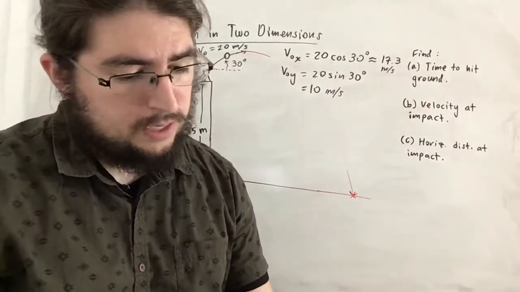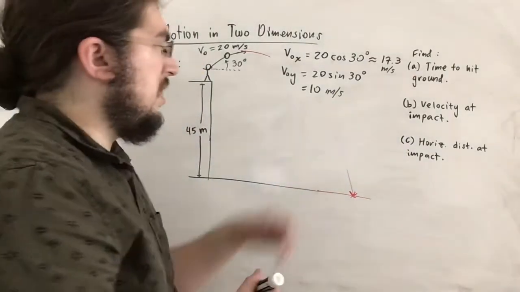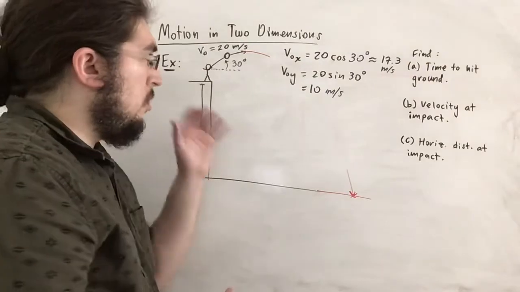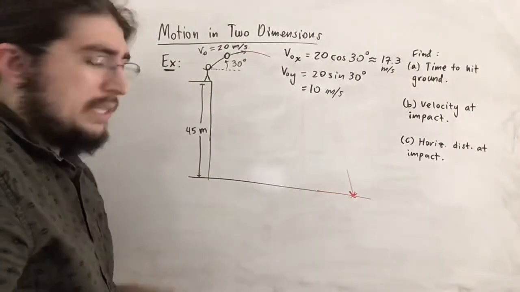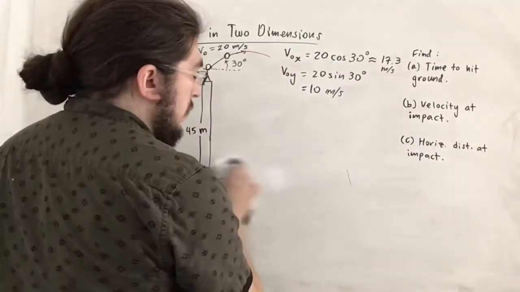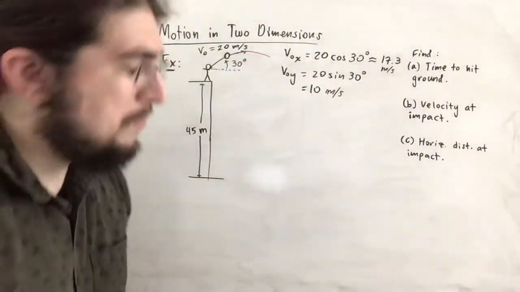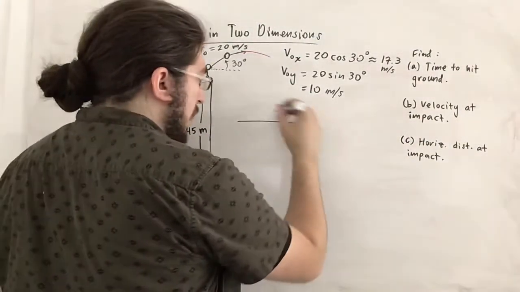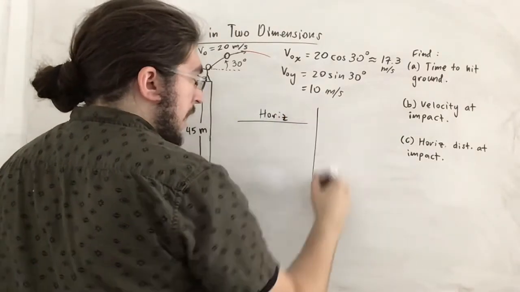So I'm going to do that real quick here. Cosine of 30, yeah, 17.32. I'll just say 17.3. So we have our initial velocities for x and y. And in fact, something I really want us to get used to is doing the following. I'm erasing our pretty picture here, but that's okay. So we have horizontal and we have vertical.